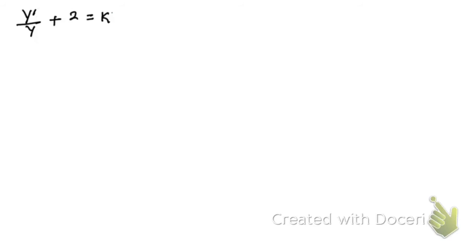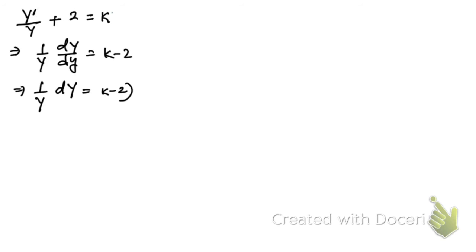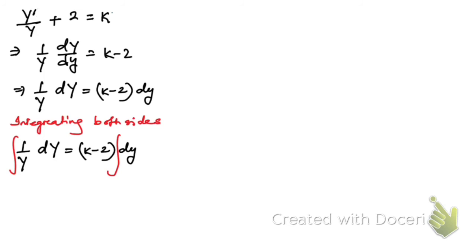So here you see, this is going to be equal to 1 by y, and this is dY by d small y, k minus 2, right, and 1 by capital Y, dY, equals k minus 2 into d small y. And if you integrate both sides, then what are you gonna have? So let us integrate both sides. Here this part is constant, so it is taken outside. So if we integrate this, then we're gonna get log of capital Y equals k minus 2 into small y. That's what we're gonna have, right?